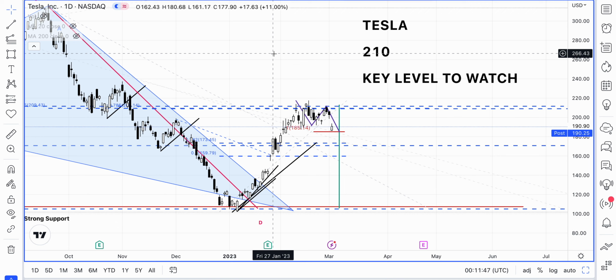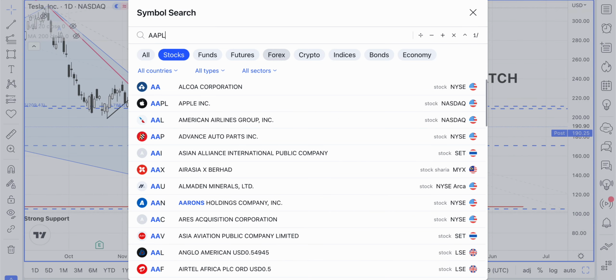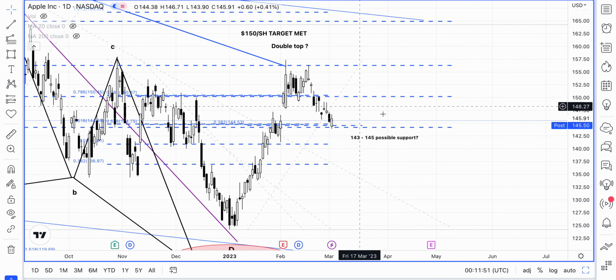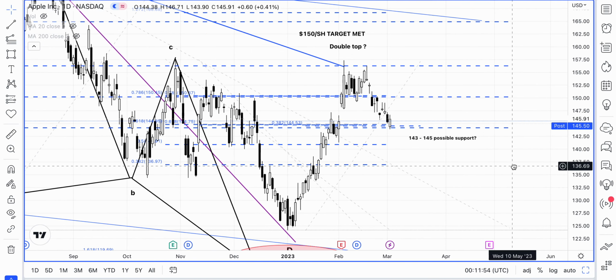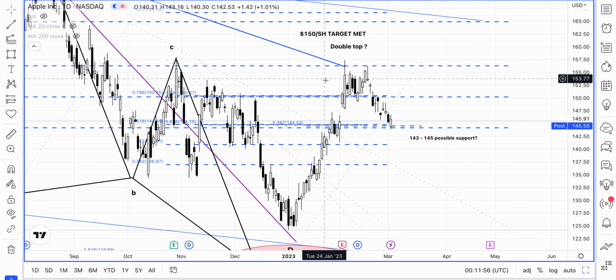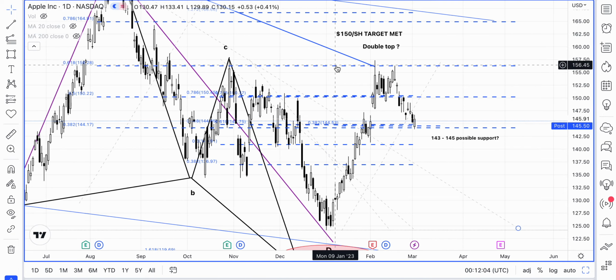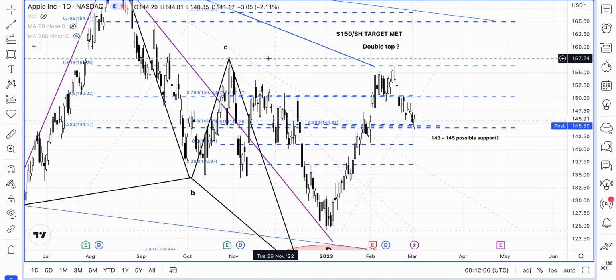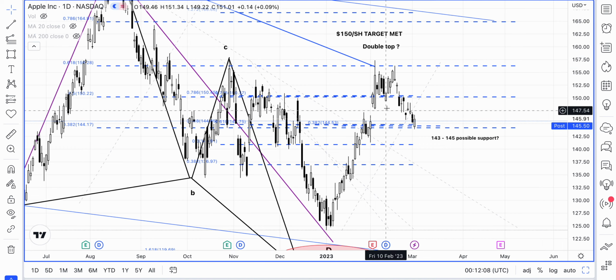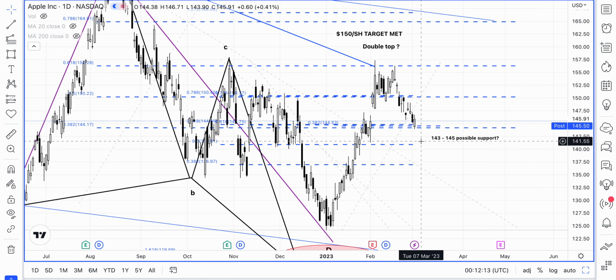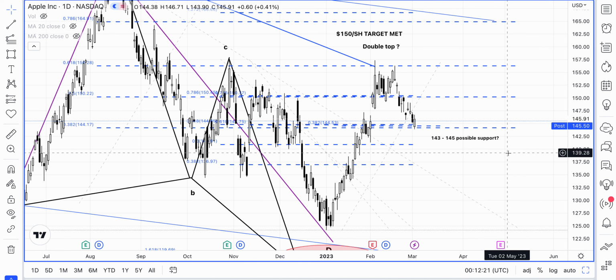So next, let's take a look at Apple. So again, Apple, after reaching our target of $150 per share level, moved higher right to this 61.8% Fibonacci retracement. And it formed a double top here, and then since then it has not moved higher, and it consolidated and moved lower right into this support level which we had been monitoring between $143 to $145 per share as a possible support level.